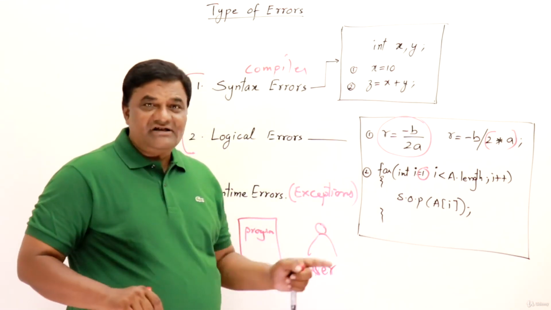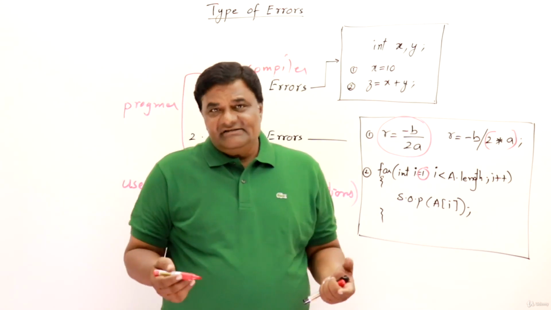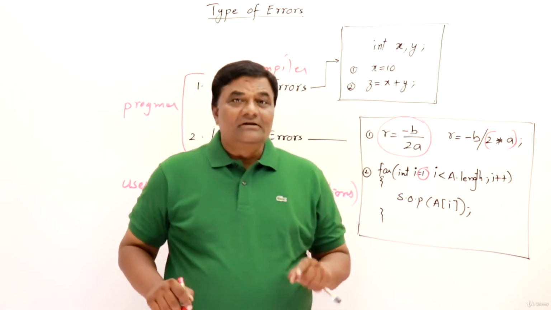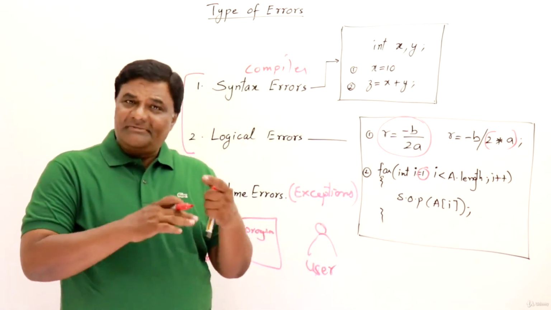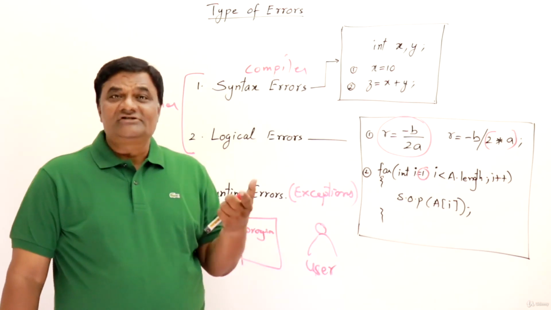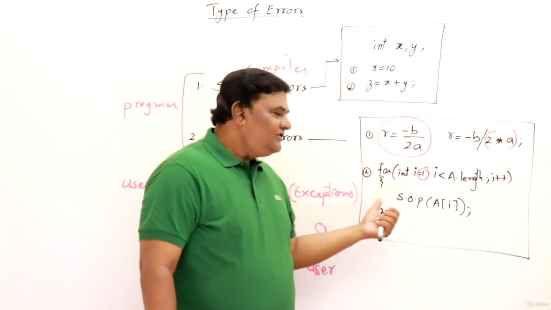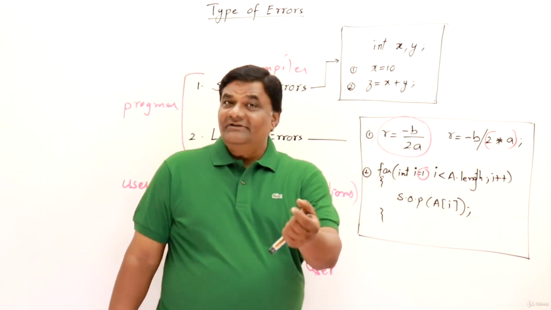The compiler will not say it should start from 0. The compiler thinks that you want to start printing from 1 onwards. But as a programmer, by mistake I wrote 1. Actually I was supposed to write 0 there. I will not be getting all the elements. The first element will not be printed.